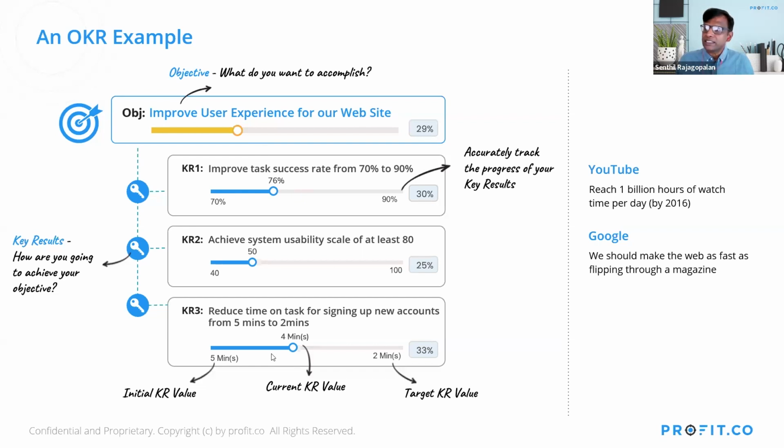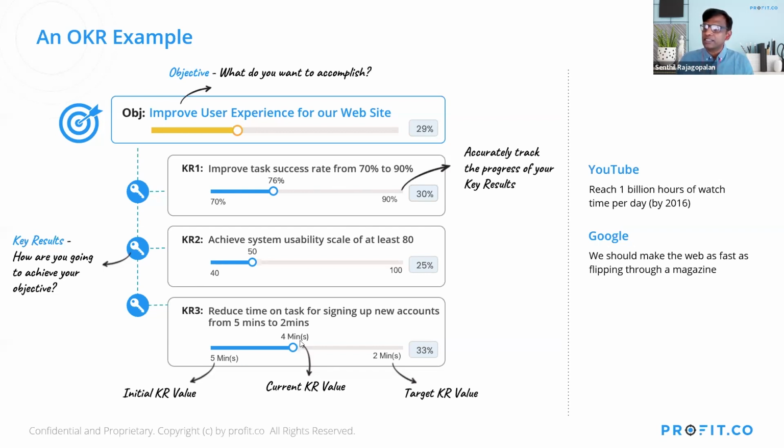Now look at these three key results. Improve task success rate from 70% to 90%. So currently, for this account opening application, 70% of the people who start to open an account go through the process, stick with it, and open the account. 30% drop off while opening. So that's a very important factor. They want to increase the task success rate of account opening from 70% to 90%. So that's about really the effectiveness.